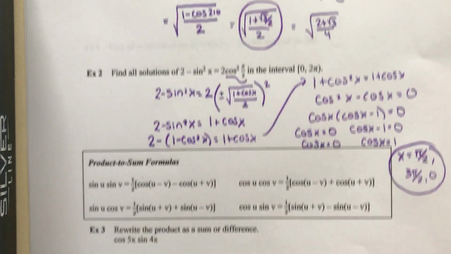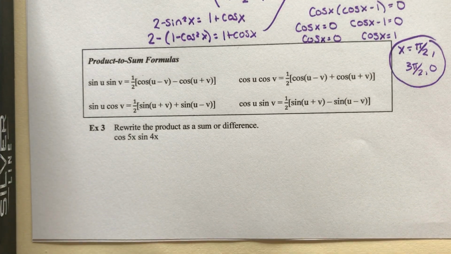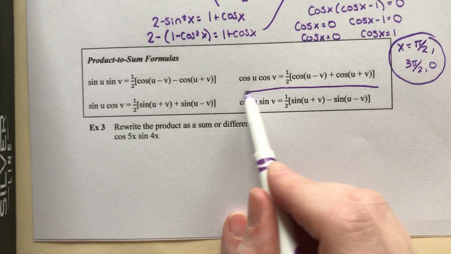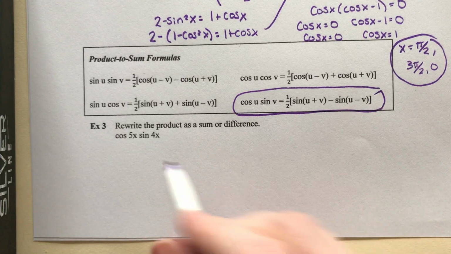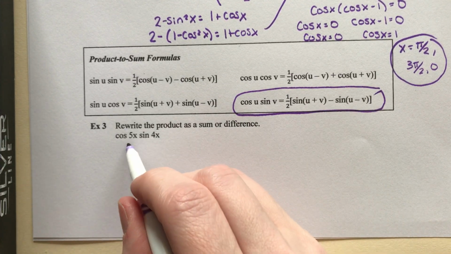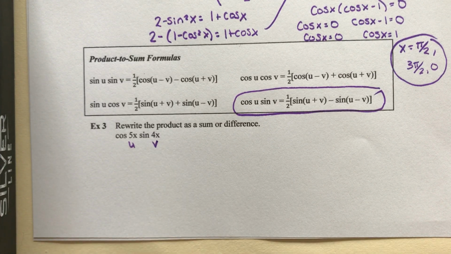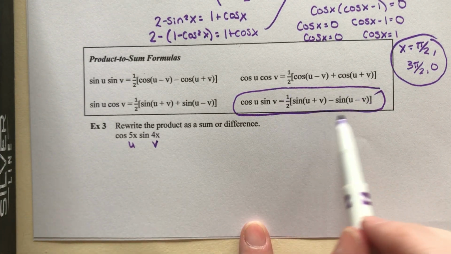Okay, so let's try a couple other types of formulas. Here we have a product to sum formula. So this takes a product and it converts it to a sum. All you have to do is be able to match up which formula you're using. So if you look at number 3, we have a cosine and then a sine. So I'm going to find the formula that has a cosine and then a sine. I'm going to label cosine as the u, sine as the v. And now I'm just going to plug right into this formula.